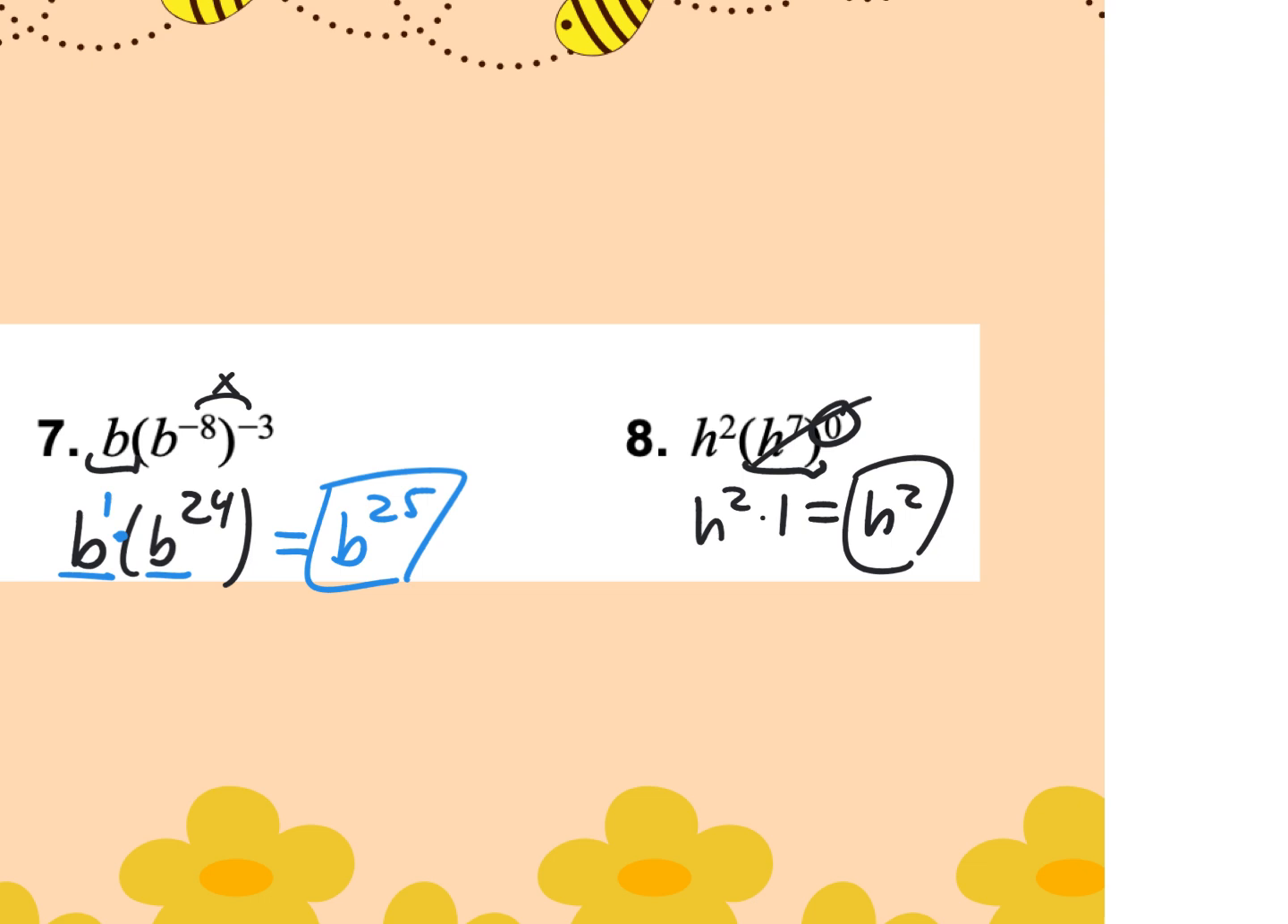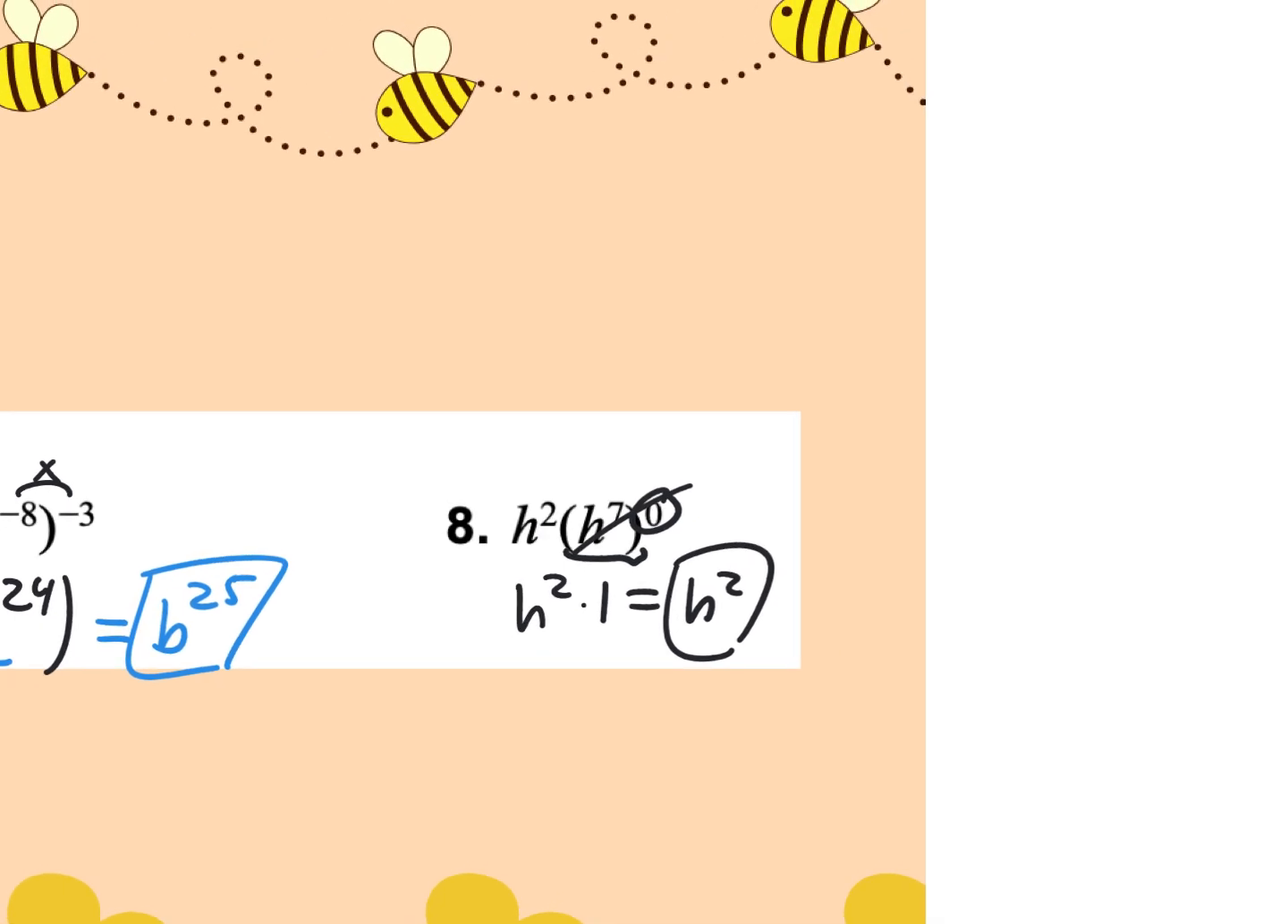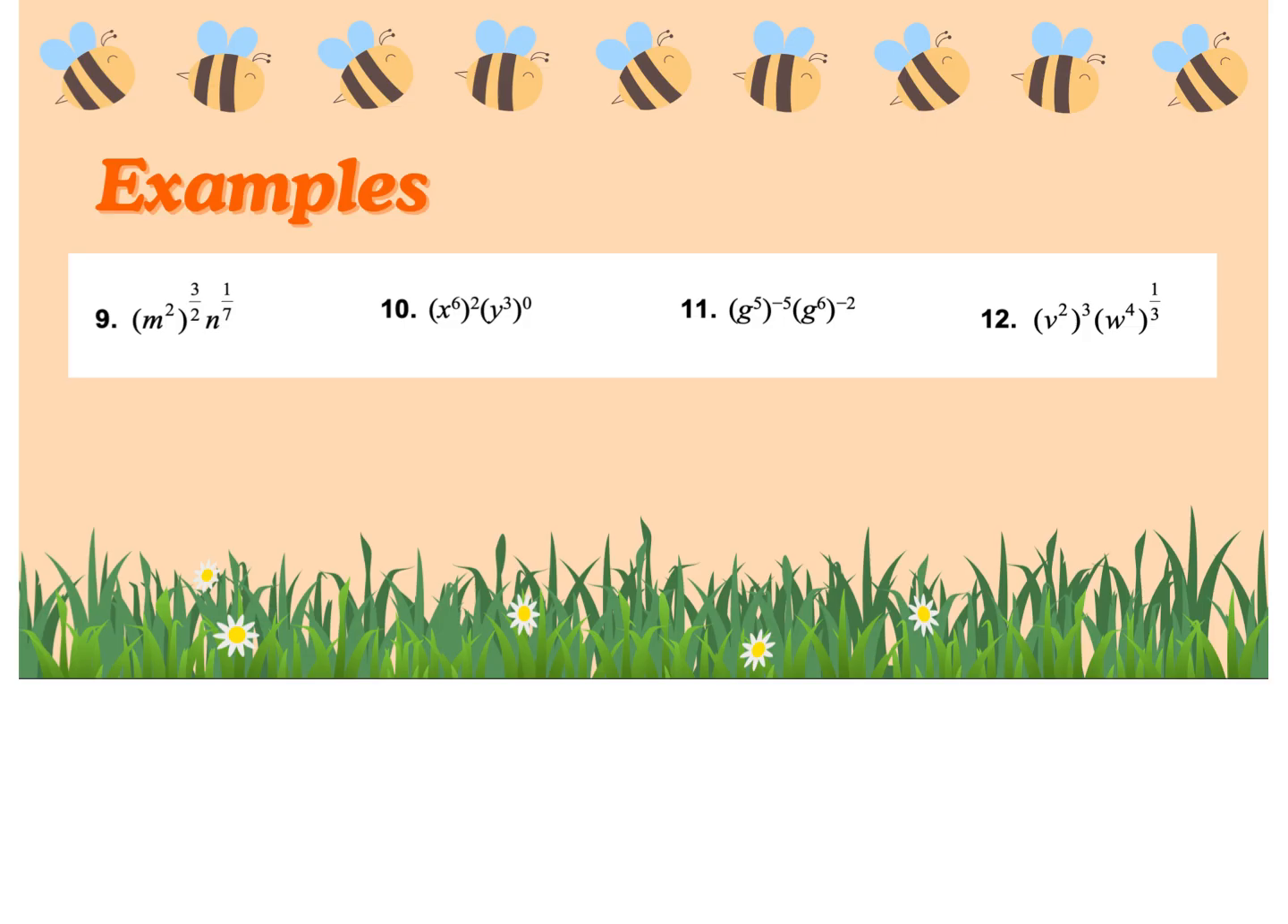Right, another thing that you could have done is actually use the power property to further understand this, right? So we have an h to the 2nd times, and then 7 times 0 is 0, so we get h to the 0. And then from here, you would do maybe your product property and maybe do h to the 2 plus 0, and that's just h to the 2nd, right? So either way, you get the exact same answer. All right, it doesn't really matter how you do it as long as you understand the concepts. All right, let's keep going.